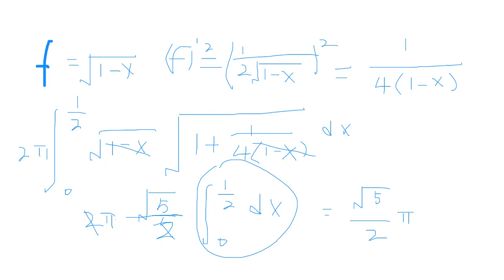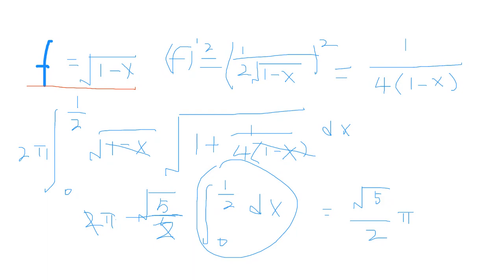Let's see. Pi square root 3. Where did you get square root of 3? Did I make any mistake? Let's go back to check my answers. Okay, f is defined this way. Derivative of f is 1 over 2 times square root of that. And when we square that, we get 1 over 4 times 1 minus x.